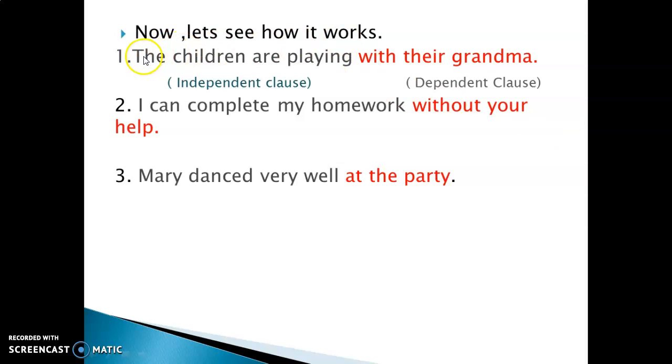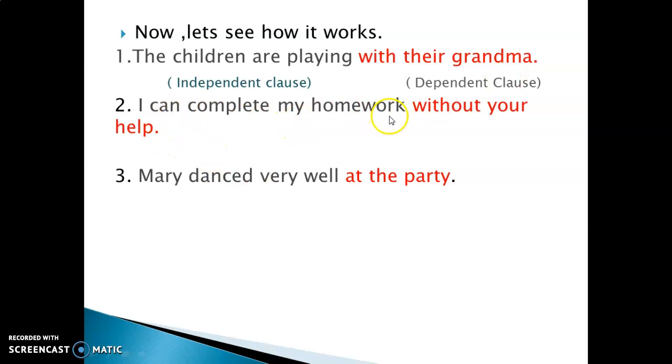But let's see what happens. For example, we had the children are playing. Do you remember that? And then with their grandma. Now the children are playing on its own up to here makes a lot of sense. And also, if we say with their grandma, it will still make sense as a whole. But separate, this will be an independent clause, and with their grandma will be a dependent clause. On its own, it does not make sense.